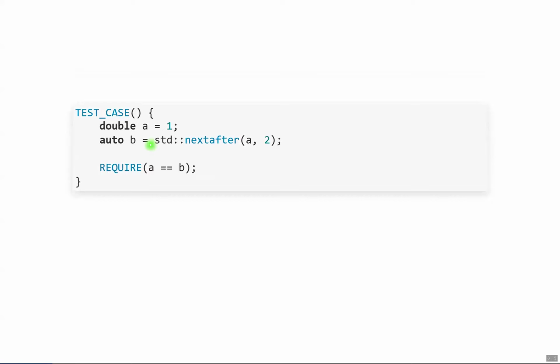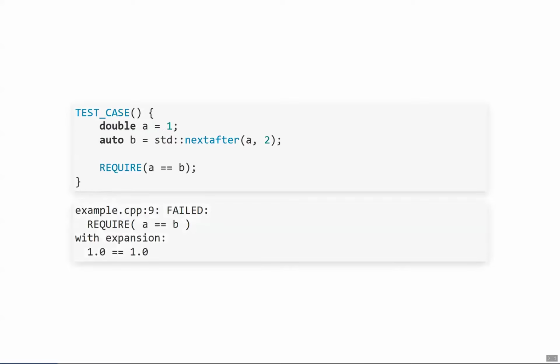I am using Catch for this example because this is my fault. If you write this code, you say, okay, I have double A, this is 1. I have double B, which is the next, the smallest number that's bigger than 1. And I say, are they equal? They are not. This fails. This is correct. But this is what the testing framework tells you: 1.0 equals 1.0. This is not useful output. So this doesn't help you when you try to understand this.